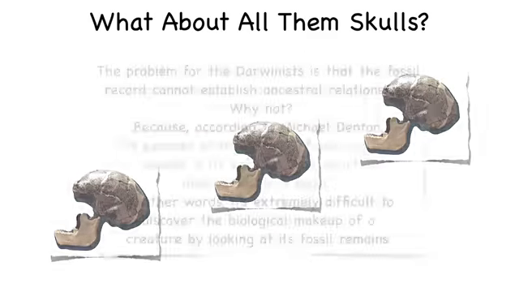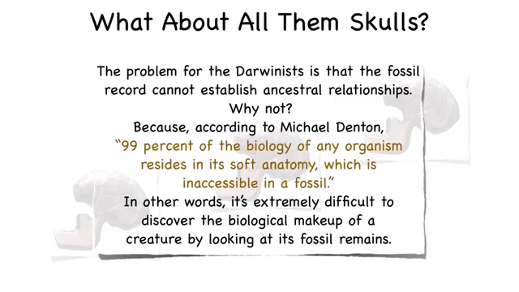He continues, "The problem for the Darwinists is that the fossil record cannot establish ancestral relationships. Why not? Because according to Michael Denton, 99% of the biology of any organism resides in its soft anatomy, which is inaccessible in a fossil." In other words, it's extremely difficult to discover the biological makeup of a creature by looking at its fossil remains.